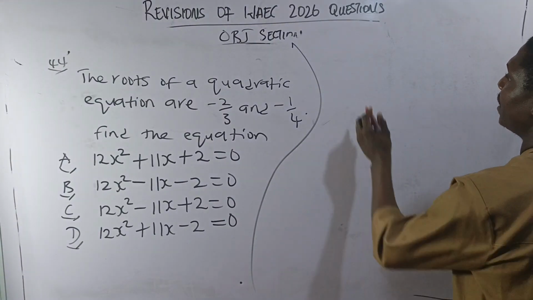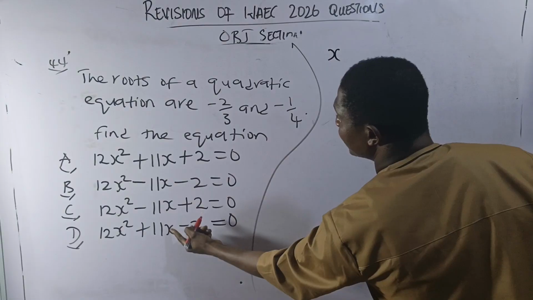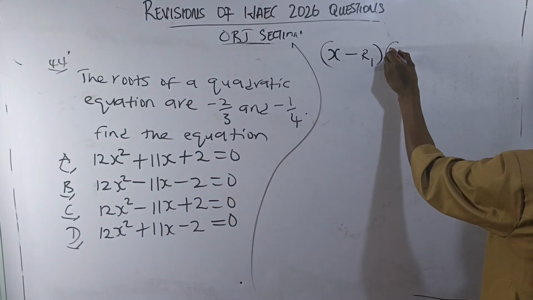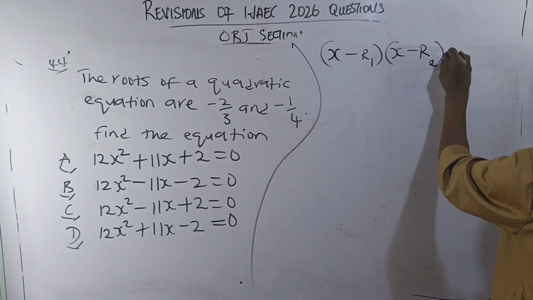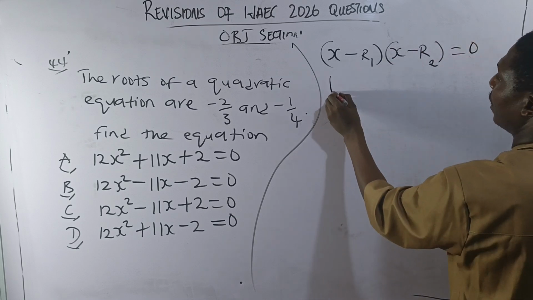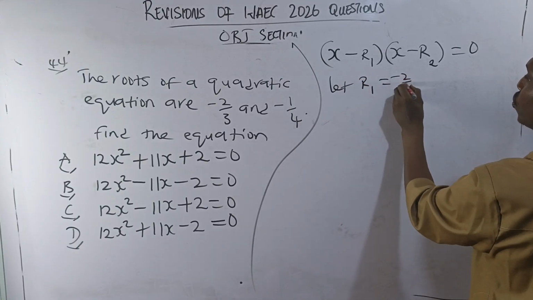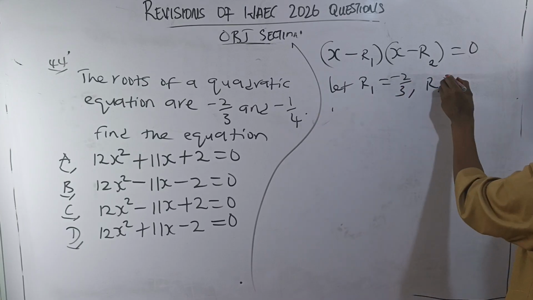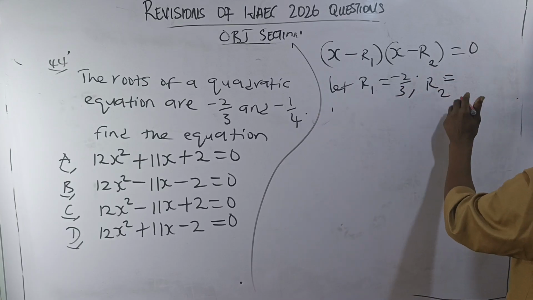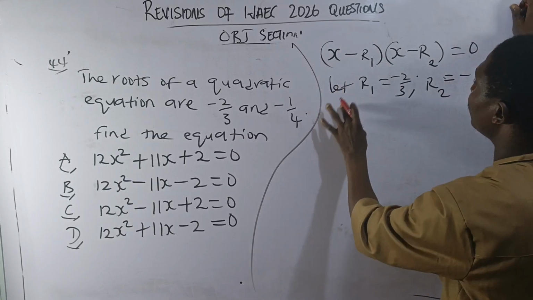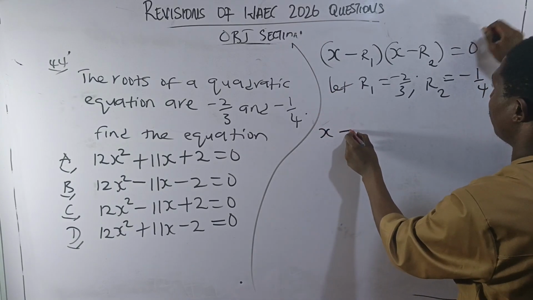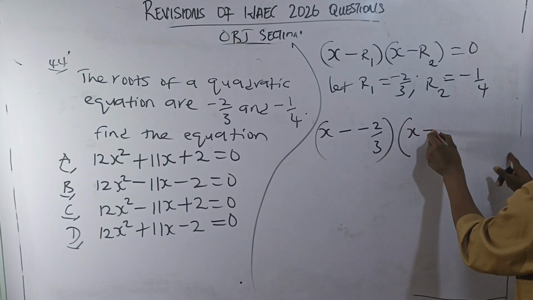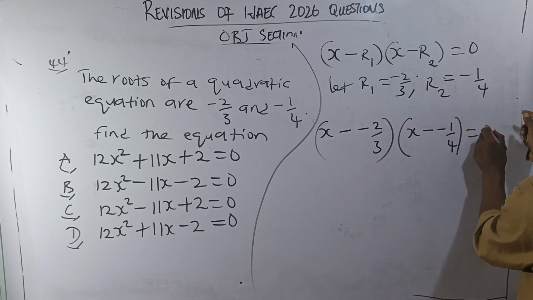First, to get the equation from the roots, we simply say (x minus alpha 1)(x minus alpha 2) is equal to 0. Let alpha 1 equal minus 2 over 3, alpha 2 equal minus 1 over 4. Now, substituting into the equation, I have (x minus minus 2 over 3)(x minus minus 1 over 4) equal to 0.